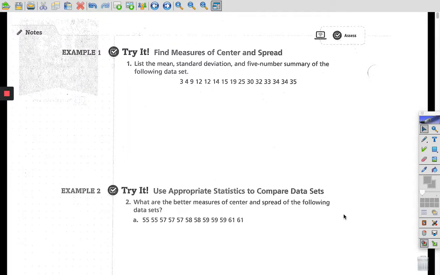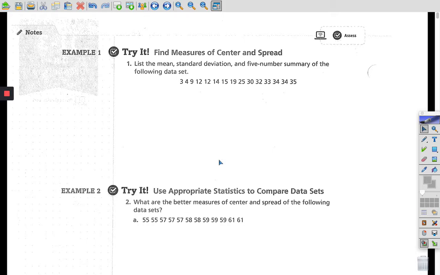Alright guys, today we're looking at lesson 11-3, which is data distribution. And it's going to be super important that you guys have a calculator to do any of this today, because we will be using it for every single example here. So, this says find the measures of center and spread.